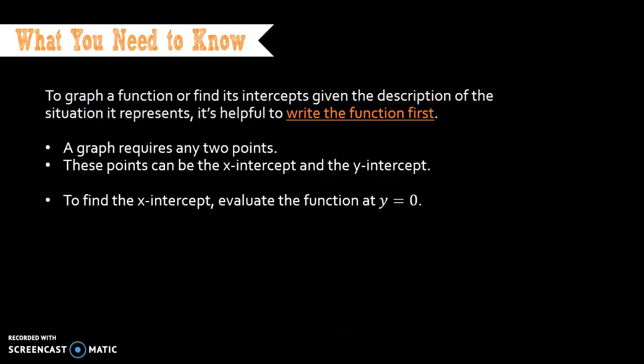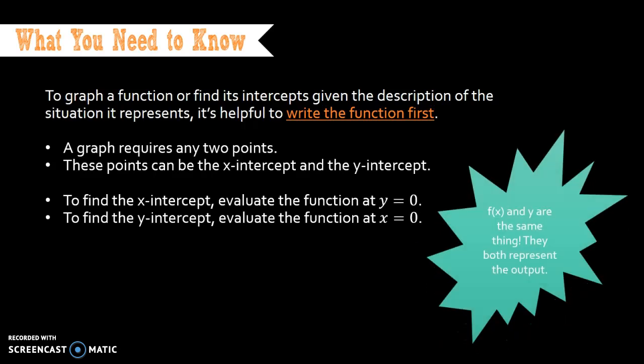To find your x-intercept, you evaluate the function where y equals 0, where the output is equal to 0. And to find your y-intercept, you plug in x equals 0. Remember that f of x and y are the exact same thing. They both represent your output. It's just a different way of writing the same thing.